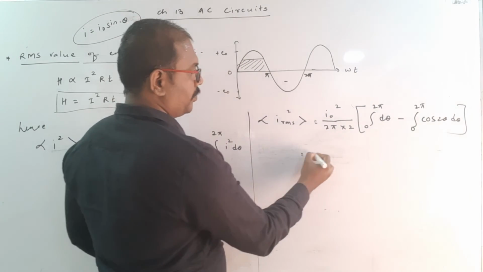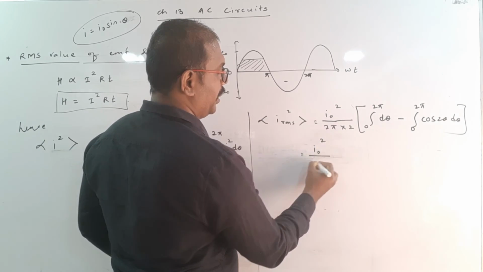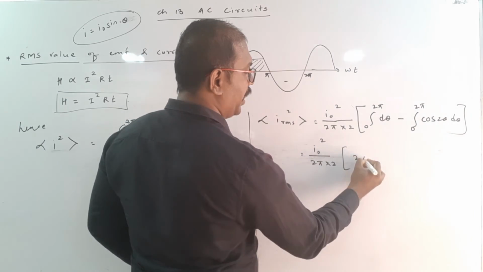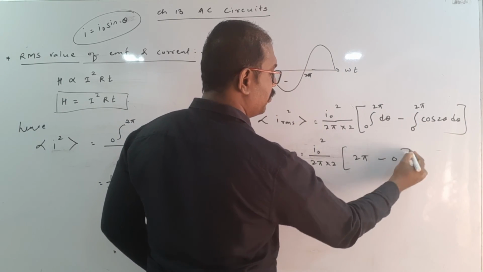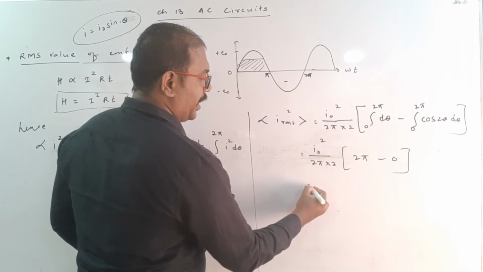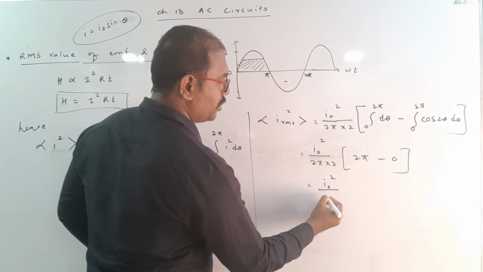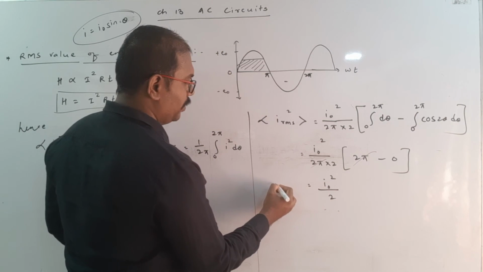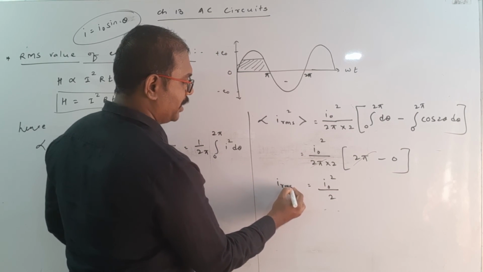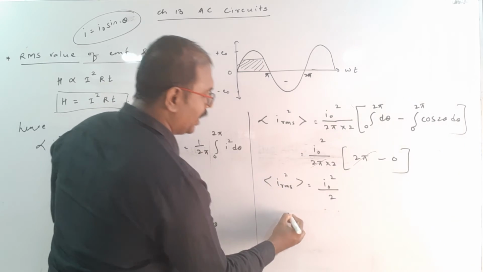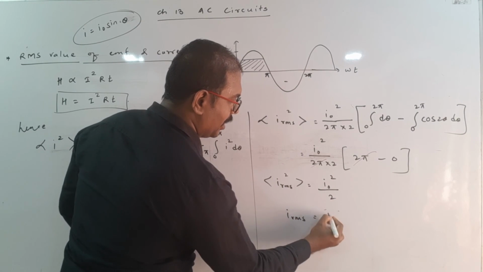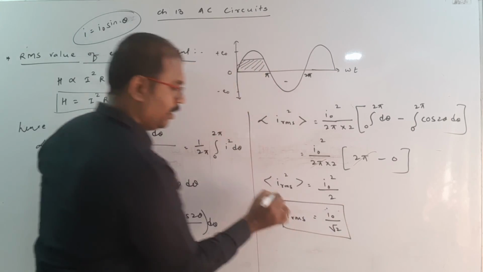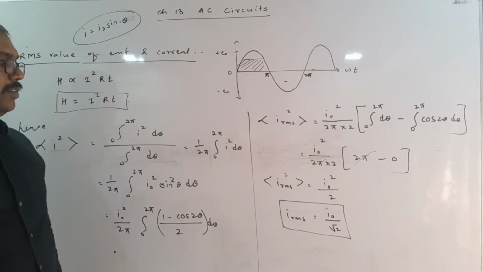Now I0 square by 2 pi into 2. This integration is coming 2 pi and this is coming 0. So I0 square divided by 2 pi into 2, the 2 pi gets cancelled, divided by 2. So this is I RMS square. So I RMS I can write as I0 divided by root 2. So this is the root mean square value of the current.